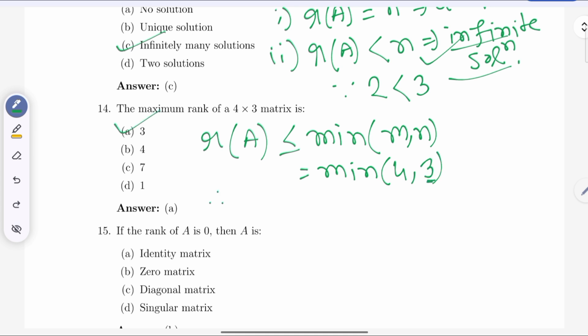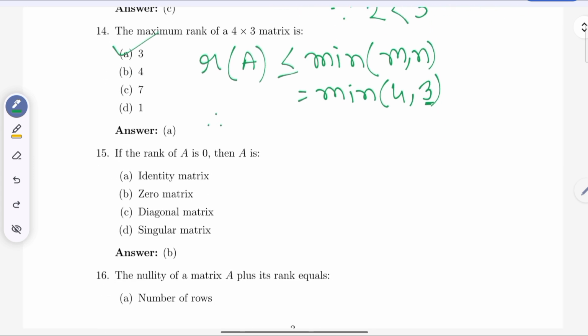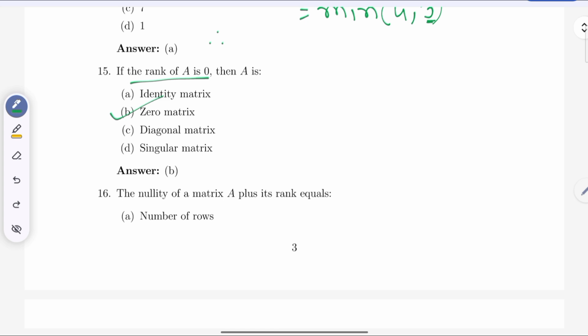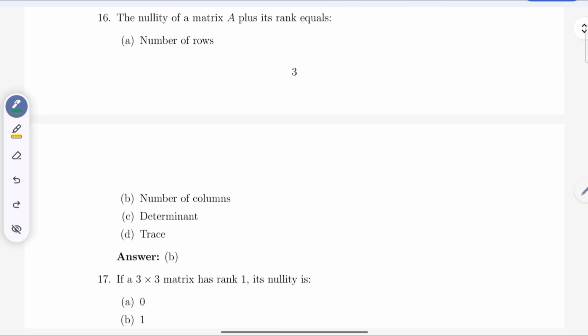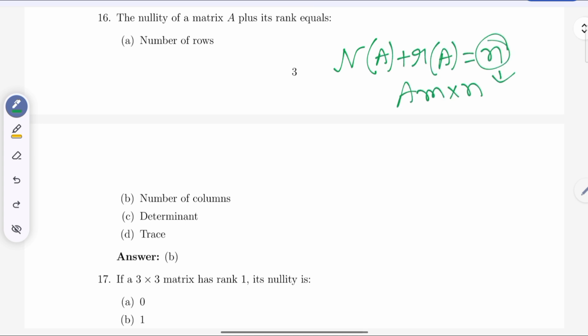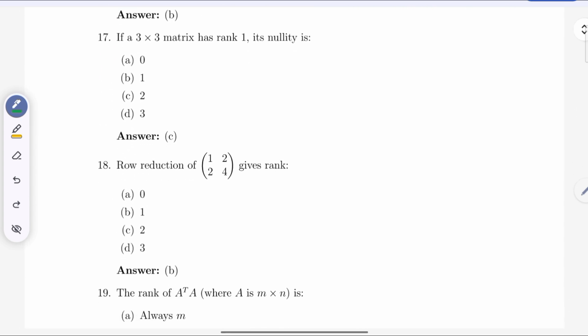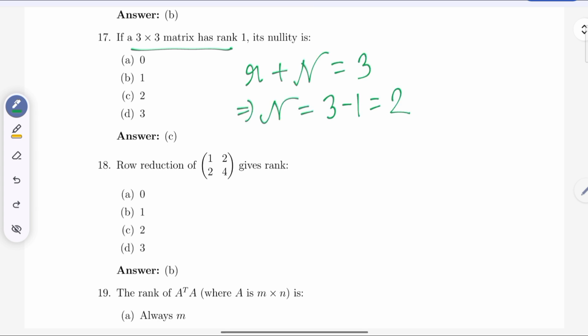If the rank of A is 0, then it will be a 0 matrix, because we know that if A is a 0 matrix, then its rank is always 0. Nullity of a matrix A plus its rank is equal to, so this is the rank-nullity theorem, nullity A plus rank A equals n, where n is the number of columns, where A is an m by n matrix. If a 3 cross 3 matrix has rank 1, then nullity, again the same formula, rank plus nullity of a matrix equals the number of columns, that is 3 in this case. So rank plus nullity equals 3, then nullity will be 3 minus 1, so 2.